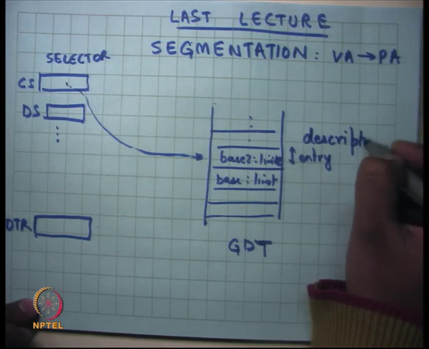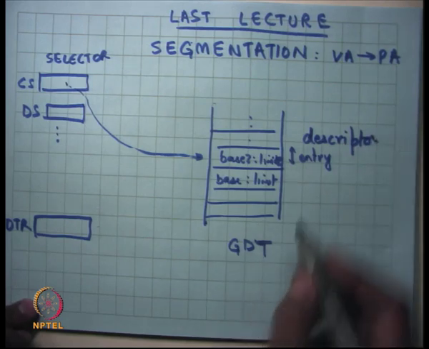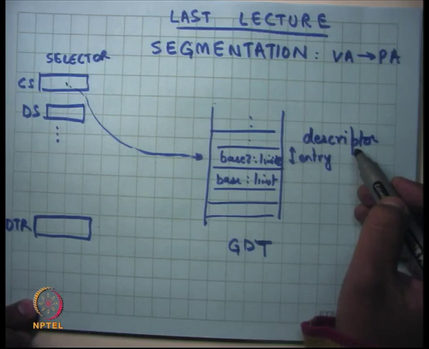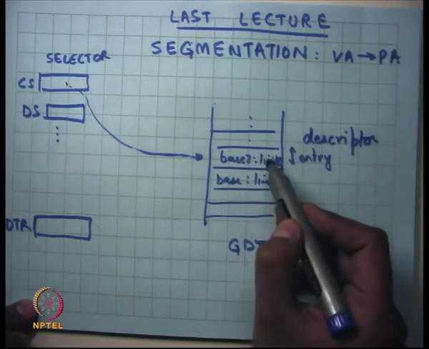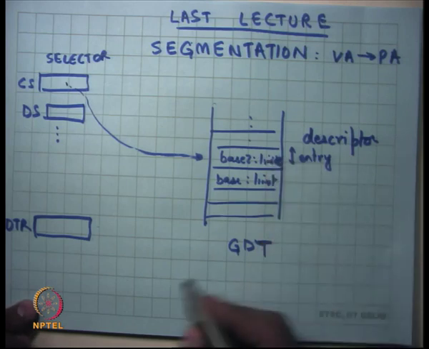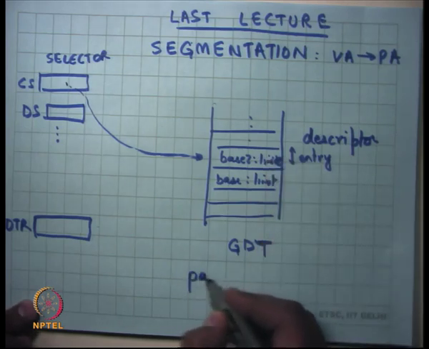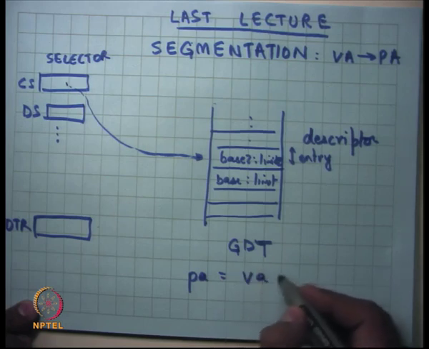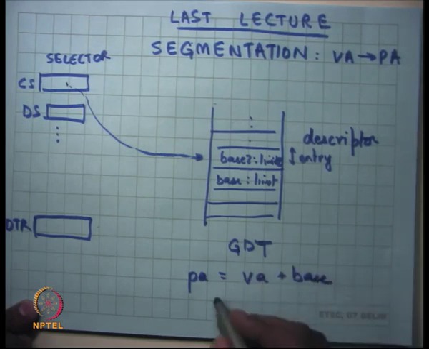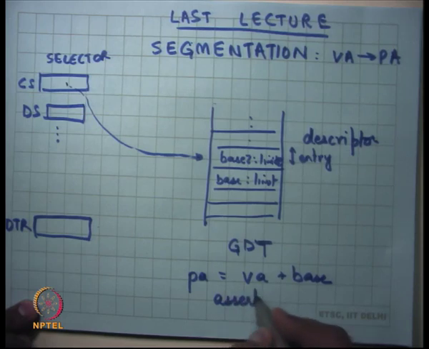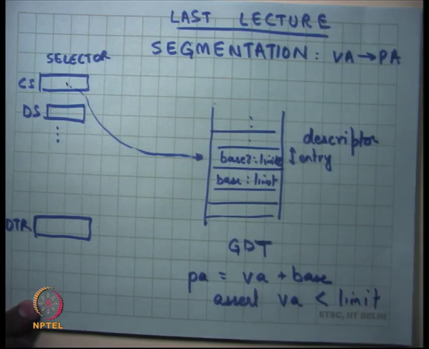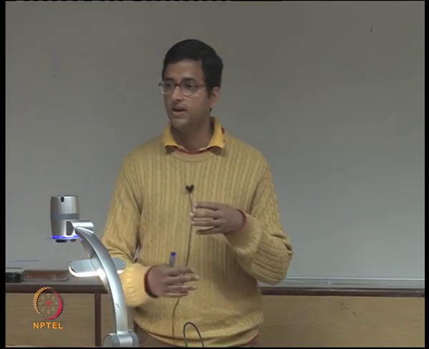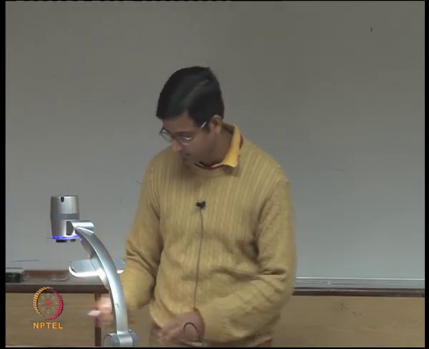Each entry inside the global descriptor table is called a segment descriptor. What the segment descriptor holds are values like base and limit, right. And what the hardware is going to do is compute PA as VA plus base, and it's also going to check that VA should be less than limit. Okay. So the hardware is doing this at runtime on each and every instruction. All right.